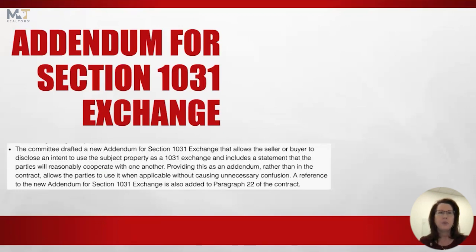So the committee, which is the broker lawyer committee, drafted a new addendum for Section 1031 exchange that allows the seller or buyer to disclose an intent to use the property subject to a 1031 exchange. And it includes a statement that the parties will reasonably cooperate with one another. Providing this as an addendum rather than in the contract allows the parties to use it when applicable without causing unnecessary confusion. A reference to the new addendum for Section 1031 exchange is also added to paragraph 22 of the contract, which lists all those notices.